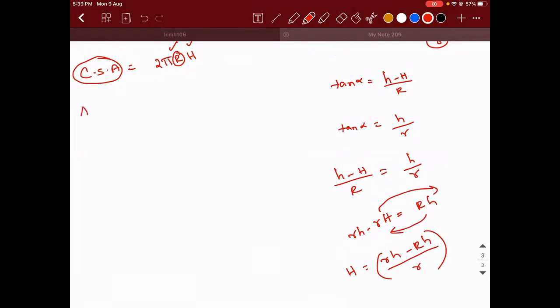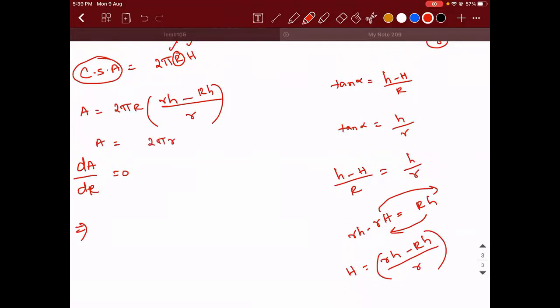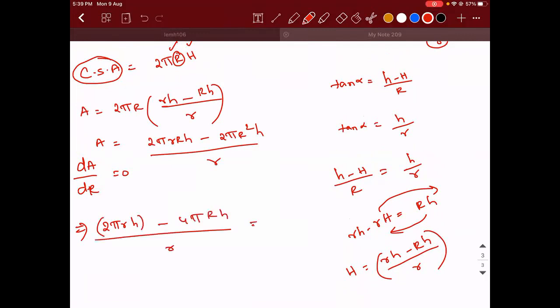So curved surface area, if I call it as A, it will be 2 pi capital R into small rh minus capital Rh divided by small r. Okay. Now dA divided by dr is equal to 0. So A I can write as 2 pi small r into capital R into H minus 2 pi r square into H, the whole divided by R. So if I differentiate it, what do I get? I'll get 2 pi r H minus 4 pi r small h by small r is equal to 0.